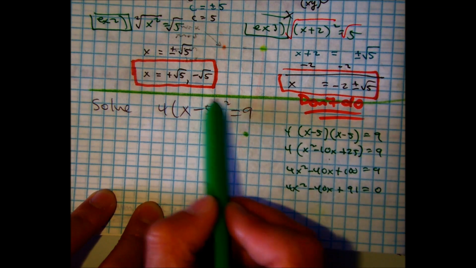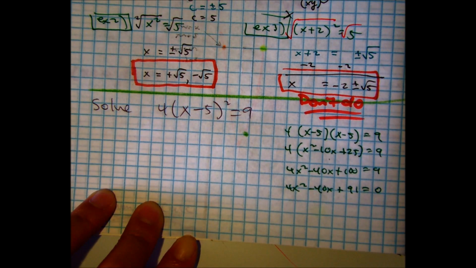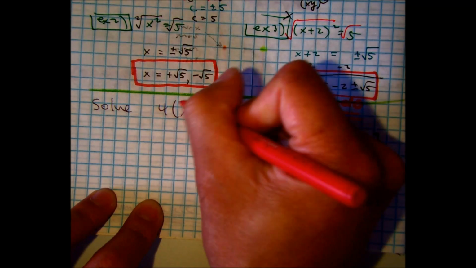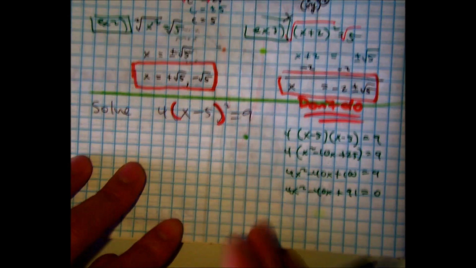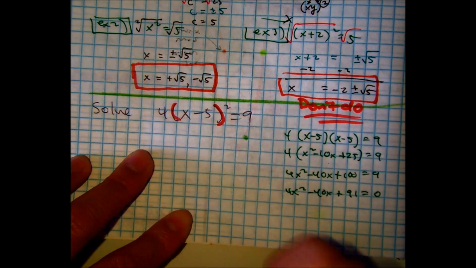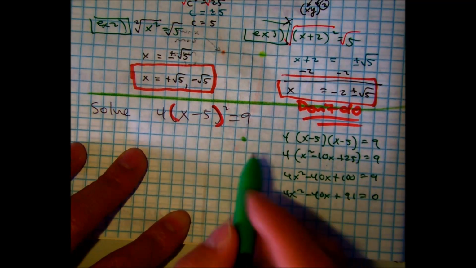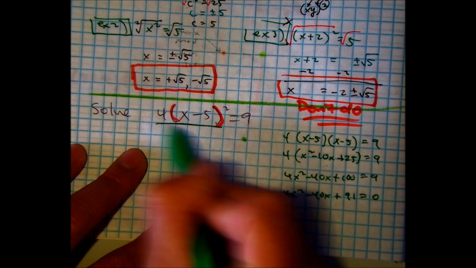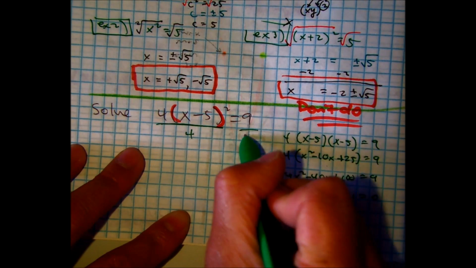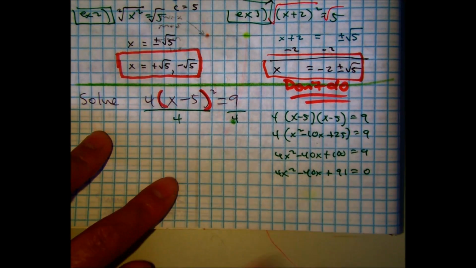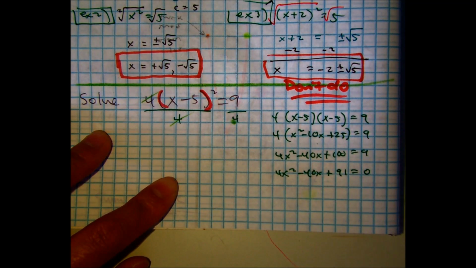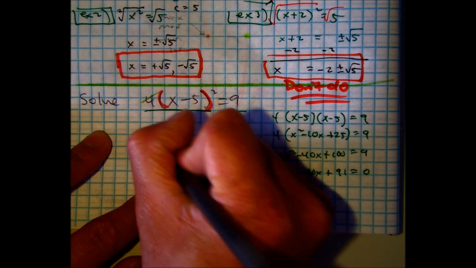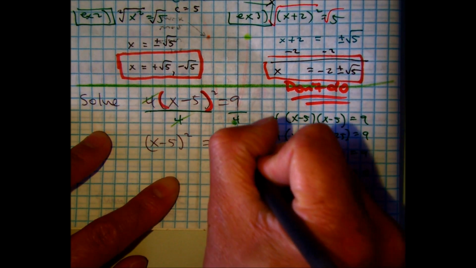You see here that it's almost isolated. Can you guys see that? Do you see how that to the power of 2 is almost isolated? This is very familiar. That looks just kind of like a vertex form of quadratics. So the first thing I'm going to do to get this isolated is what? Divide by 4. See that? And then your 4's cancel, and you're left now with x minus 5 quantity squared equals 9/4.